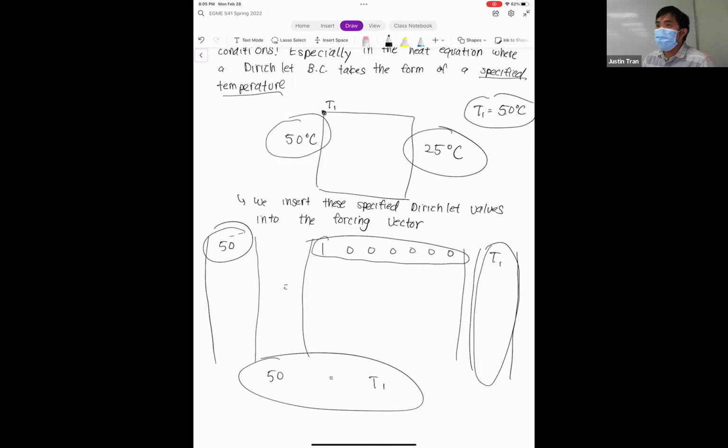Question: you can zero out the force matrix and you actually apply the temperature? Exactly. For the matrix, we're doing the same thing: we're putting a 1 on the diagonal and zeros everywhere else. The only difference is in the forcing vector on the left.